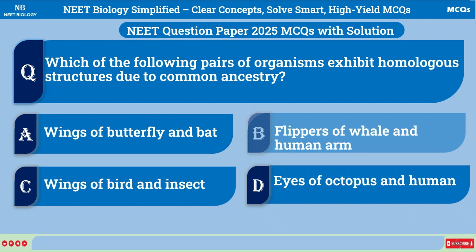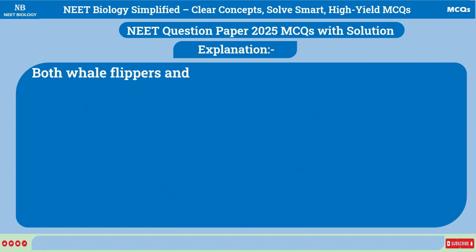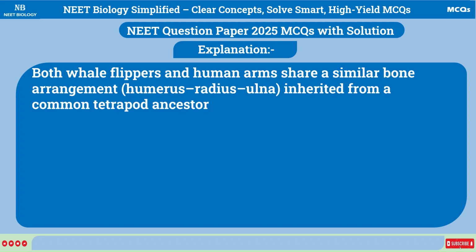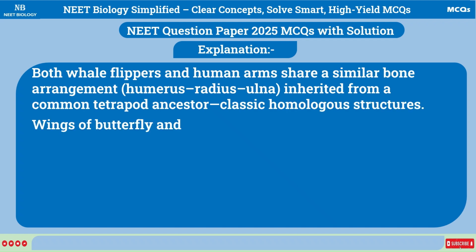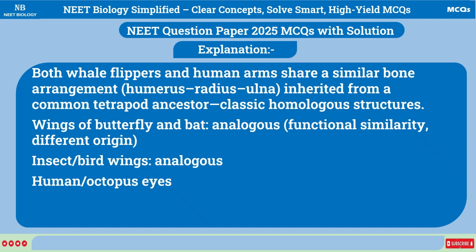Correct answer is B. Flippers of whale and human arm. Explanation: Both whale flippers and human arms share a similar bone arrangement, humerus, radius, ulna, inherited from a common tetrapod ancestor, classic homologous structures. Wings of butterfly and bat, analogous, functional similarity, different origin. Insect and bird wings, analogous. Human and octopus eyes, analogous.